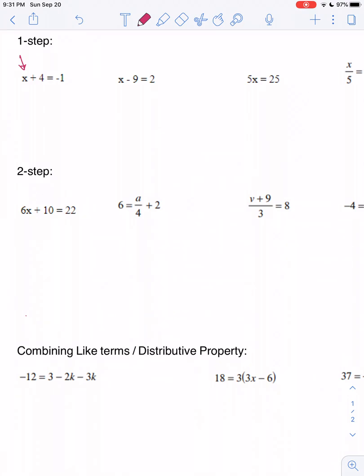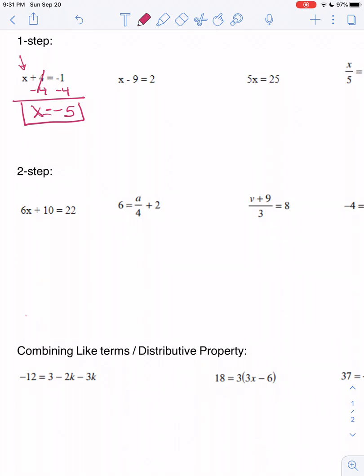And so we're going to do the inverse operation. We're going to do the opposite. So the opposite of addition is subtracting, and that's going to get our x by itself. But remember, whatever we do to the left side of the equation, we have to do it to the right side of the equation to keep it balanced. So I'm getting x equals -5.